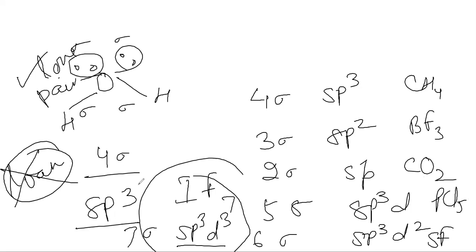And geometry you know well. I would like to tell you, sp3 means tetrahedral. sp2 is planar or trigonal planar, sp is linear, sp3d is trigonal bipyramidal, sp3d2 is octahedral, and sp3d3 is pentagonal bipyramidal. In IF7 you will find pentagonal bipyramidal geometry. Okay.